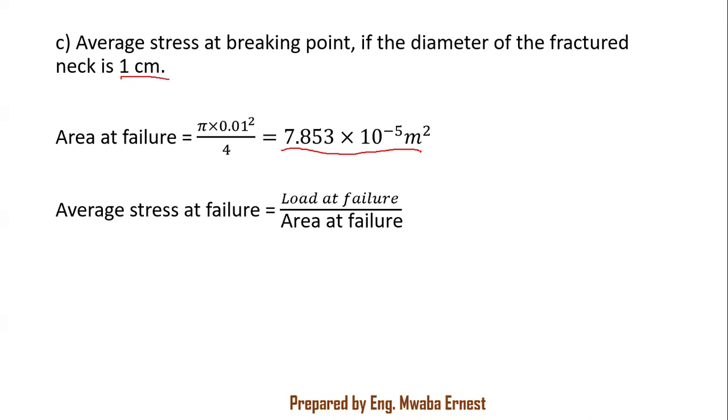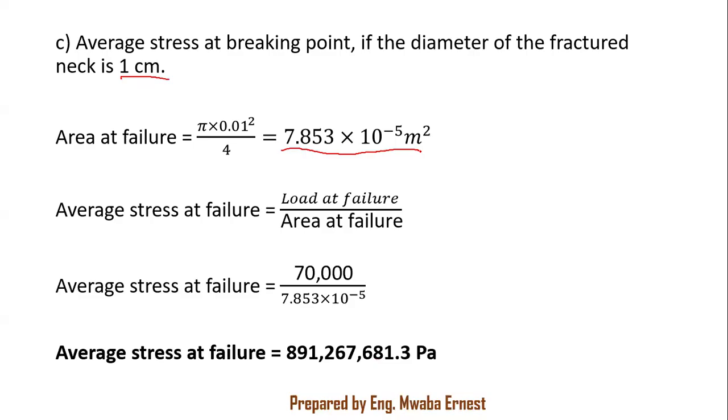So then what is our average stress when this is about to fail? We just go ahead and pick up our load at fracture, divide by the area at failure. What is our area at failure? That's the one we have there. Load 70,000, area 7.853 by 10 power negative 5. And when you try that, you will notice just before it fails, it is 891,267.681. This is our average value.